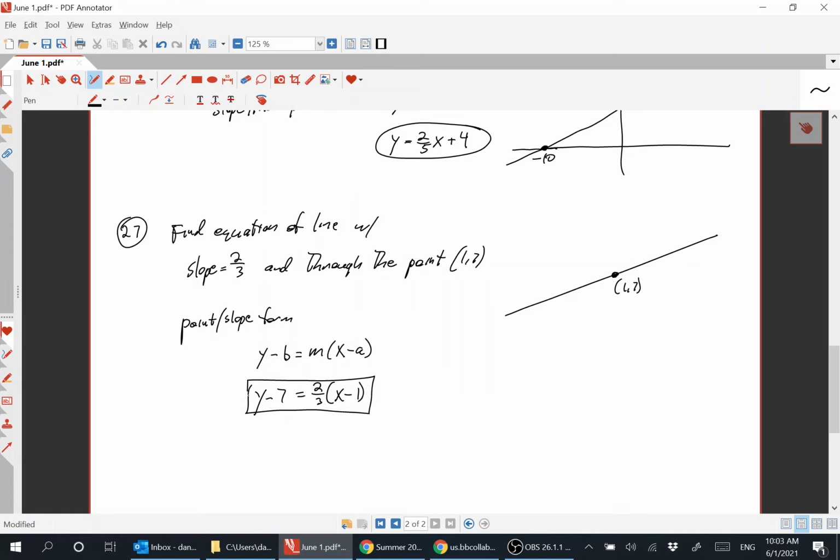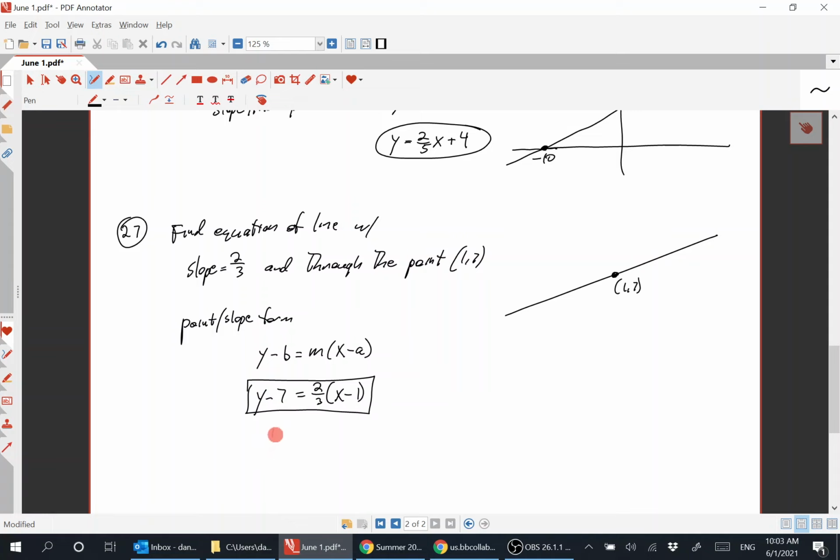Sometimes folks like the slope-intercept form better because it's unique. This equation for the line in point-slope form is not unique because you can use any point on the line. So the point (1, 7) or any other point on the line, you can stick it in for (a, b) and it works. But the slope-intercept form is unique, so this one isn't. So if you want, you can put it in slope-intercept form.